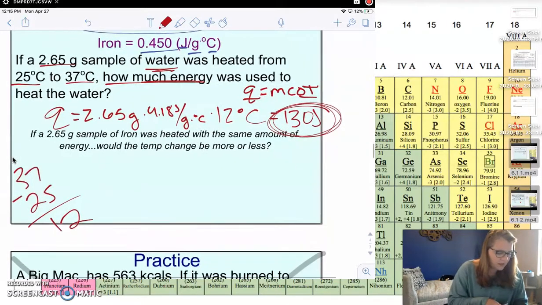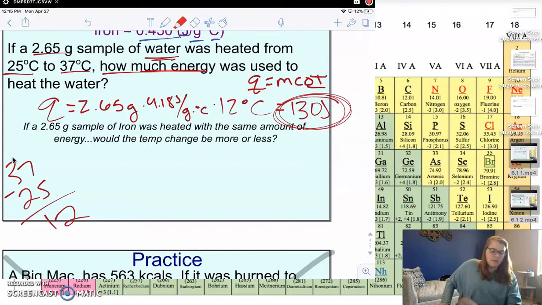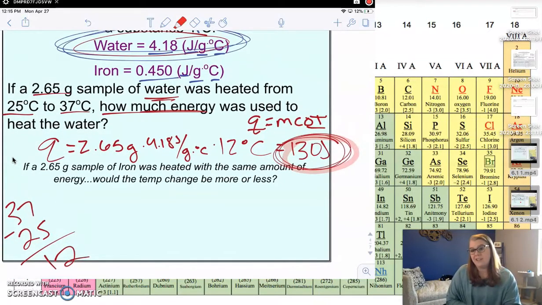All right. An extension question for you. If a 2.6 gram sample of iron was heated with the same amount of energy, would the temp change be more or less? So you heat iron with 130 joules of energy. Would the iron get hotter than the water or less hot than the water? Well, let's look at these values again here. So iron has a smaller specific heat. It takes less energy to heat it. So if you're heating them with the same amount of energy, the iron temperature difference would be more. The iron would get way hotter with 130 joules than the water would because it takes less energy to heat the iron.